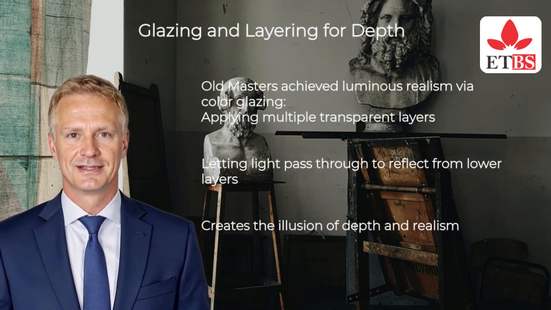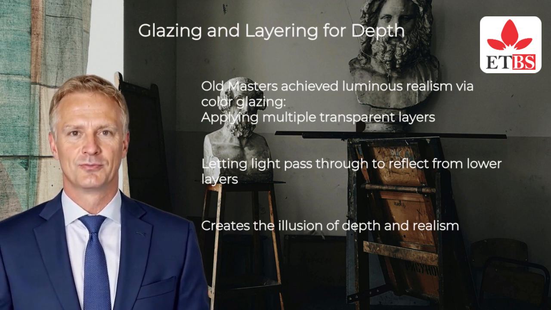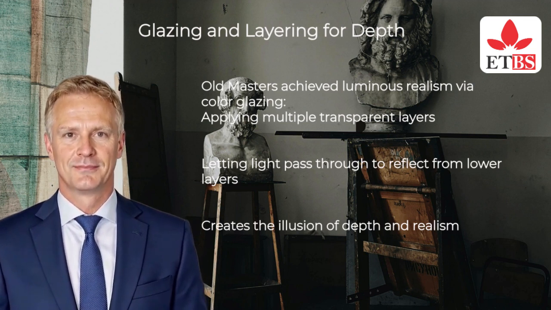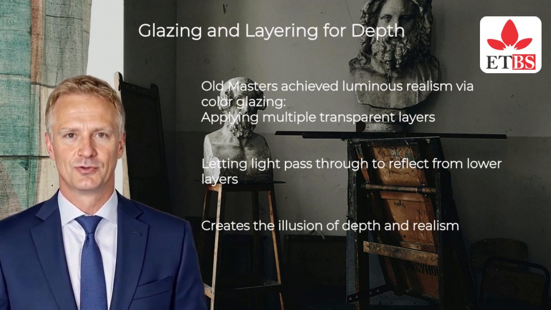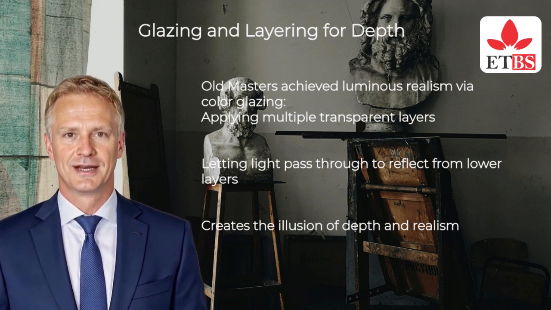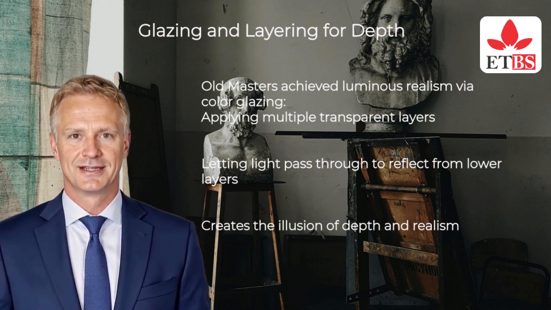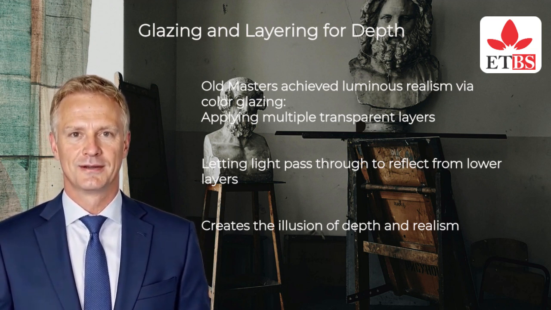7. Glazing and layering for depth. Old masters achieved luminous realism via color glazing, applying multiple transparent layers. Letting light pass through to reflect from lower layers creates the illusion of depth and realism. This technique is critical in painting glass, skin, fruit, cloth, and more.